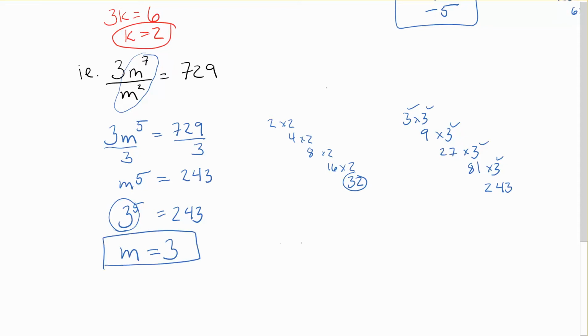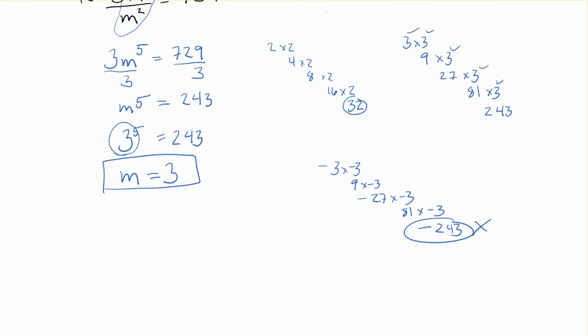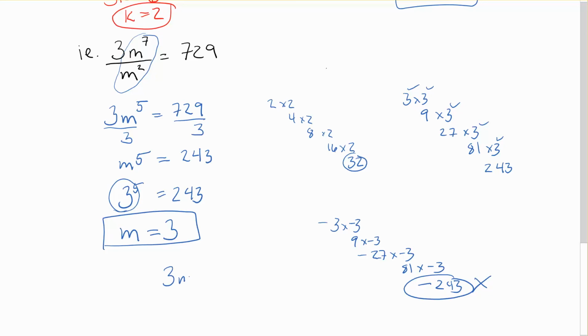Sorry about that. If it was negative, negative 3 times negative 3 is 9, times negative 3 is negative 27, times negative 3 is 81, times negative 3 is negative 243, which is not the same as positive 243. So there's only one solution here because of the odd powers. Keep in mind, your solution could still be negative. If, for instance, I had actually asked the question instead that said this, 3m to the power of 7 over m to the power of 2 is equal to negative 729, then your answer in that case would have been a negative 3 because you need a negative answer.